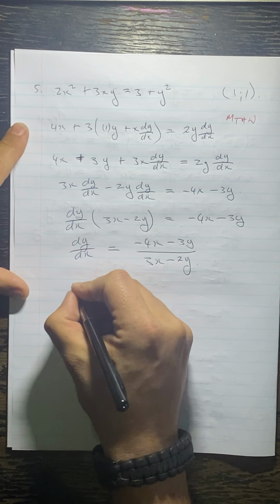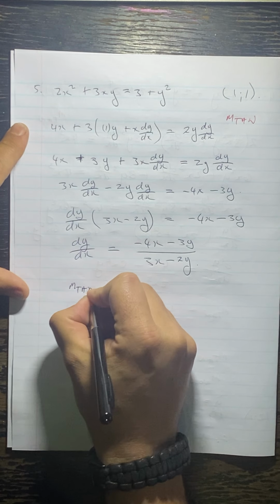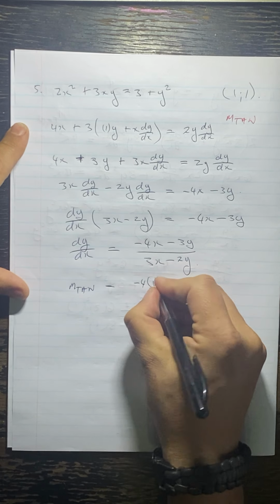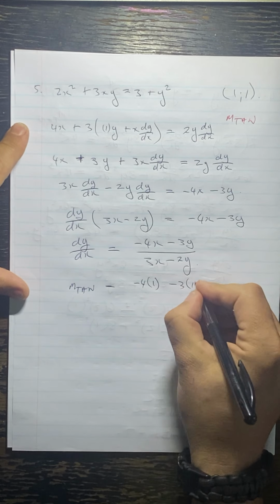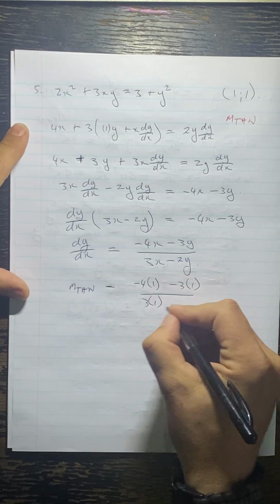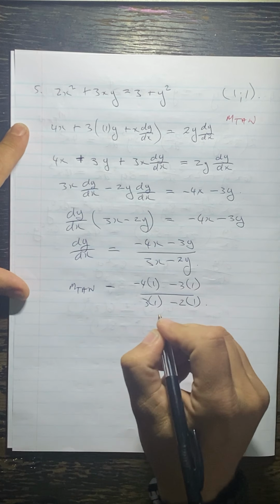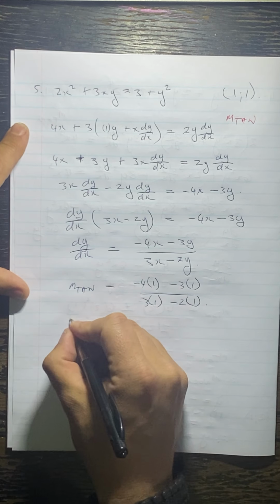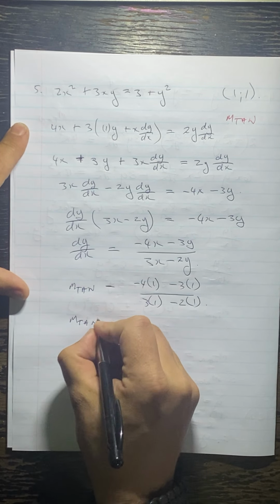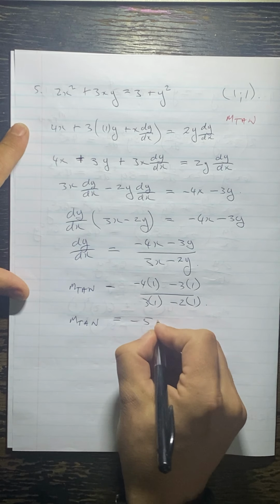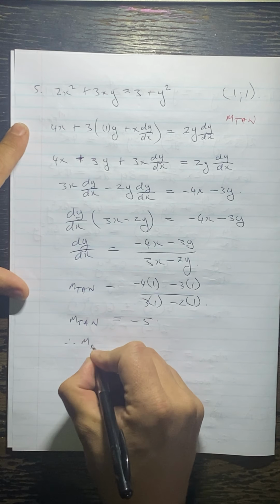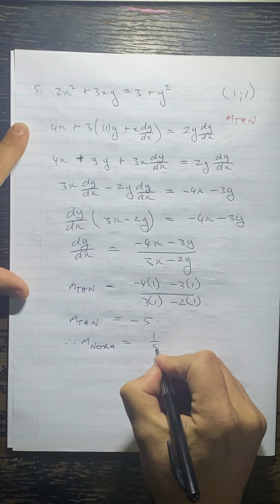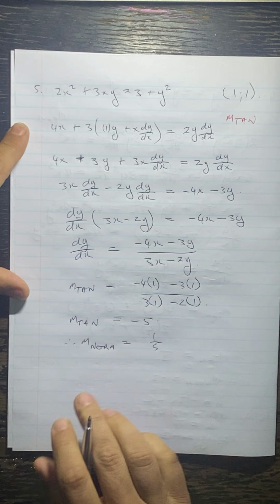Okay, so now to find the gradient of the tangent, I substitute this point in and we get minus 4 times 1 minus 3 times 1 over 3 times 1 minus 2 times 1. And we should get a gradient here of minus 5. Okay, so therefore the gradient of the normal is going to be equal to, I flip this, 1 over 5, and then I change the sign. So it becomes a positive.